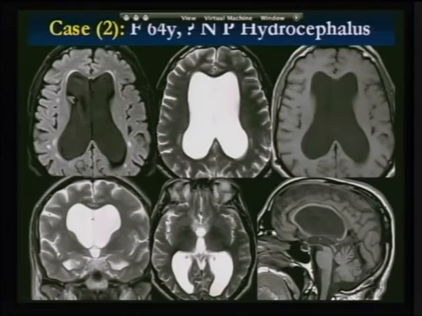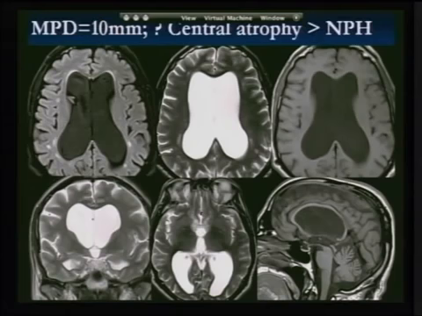Another case, same age, same category, same complaint, female, 64 years old, coming for normal pressure hydrocephalus. Again, ventricles dilated, no transependymal CSF permeation, cortical sulci are not dilated, and few ischemic foci. Is this a normal pressure hydrocephalus? The mammillopontine distance is 10 millimeter. So is it atrophy or normal pressure hydrocephalus?